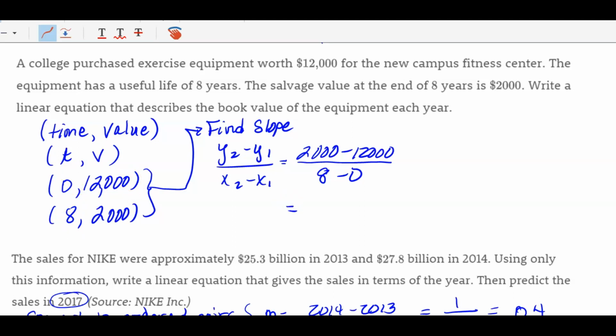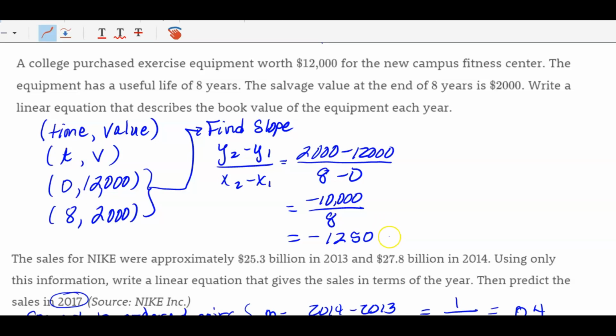So let's see what that comes up to be. 2,000 minus 12,000 would be a negative 10,000. And negative 10,000 will be divided by 8. So let's see what that gives us. Okay, so we get the slope to be negative 1,250. So let's take that and make an equation out of it.